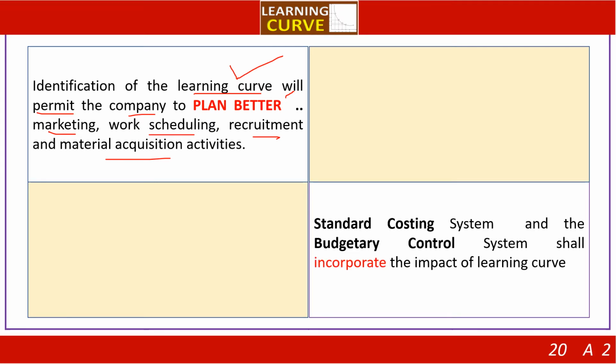And second, when we do standard costing and budgetary control, we will incorporate the savings expected based on the learning curve. We will incorporate the impact. The impact will be in terms of how much time we will save every time we increase production or double the production, in terms of our budgetary figures. This is the overall view of the learning curve and its utility.